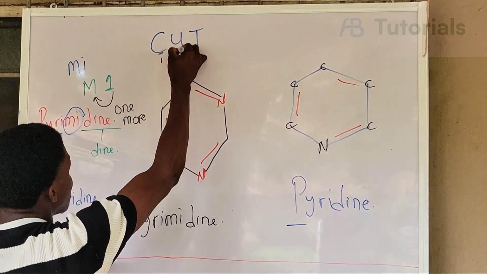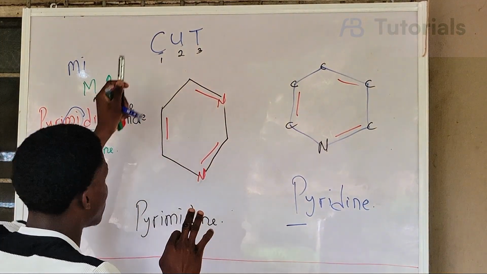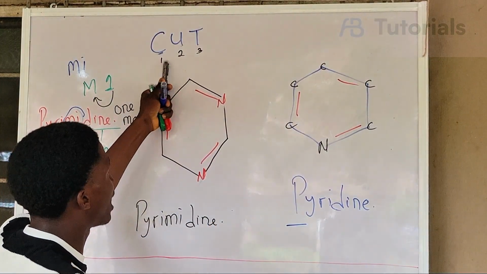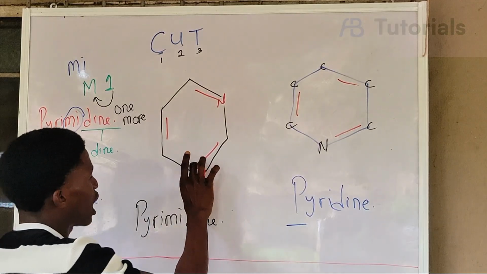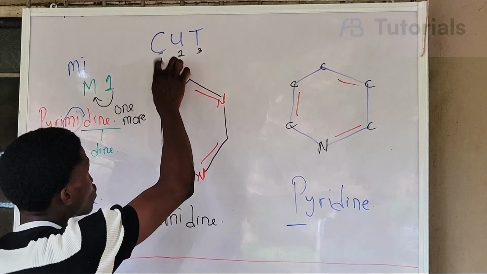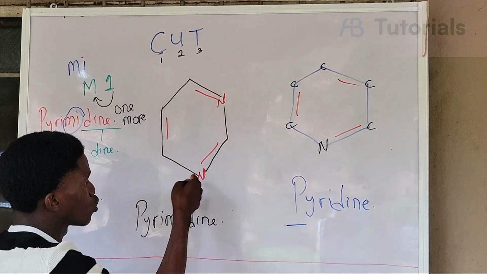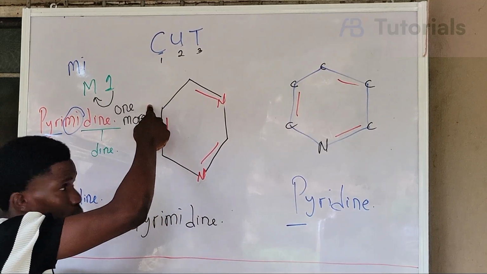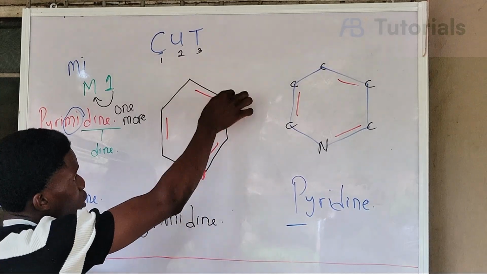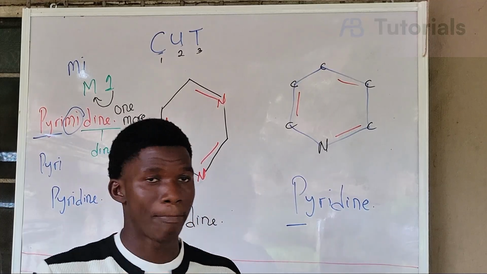So this is 1, 2, 3. We have how many pyrimidines? We have 3 pyrimidines: the cytosine, the uracil, and the thymine. It means that when you have your nitrogen at number 1, the next nitrogen should be at number 3. That is 1, 2, 3. You place it there. That is how to know where this nitrogen should be. So this is how to draw the structure of your pyrimidine. That is a basic pyrimidine ring.